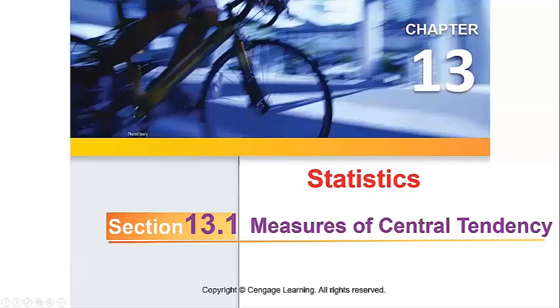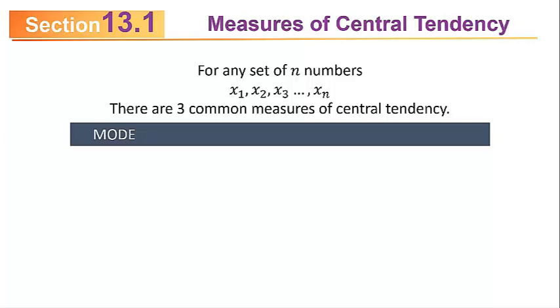Today we cover section 13.1 on measures of central tendency. For any set of n numbers, x of 1, x of 2, x of 3, all the way out to x of n, there are three common measures of central tendency. The first is called the mode. The mode is simply the most frequent number in the set of numbers.